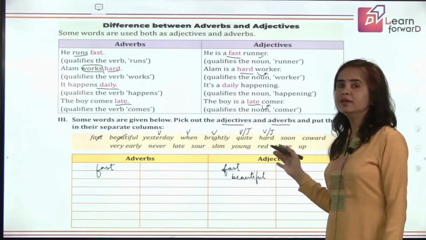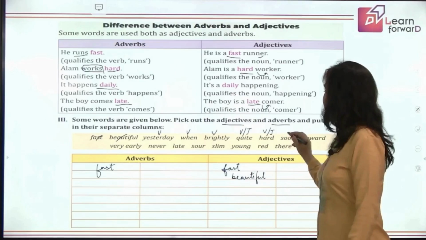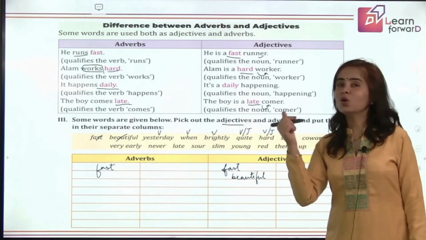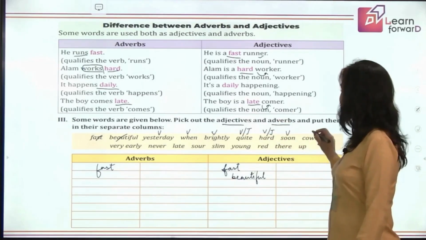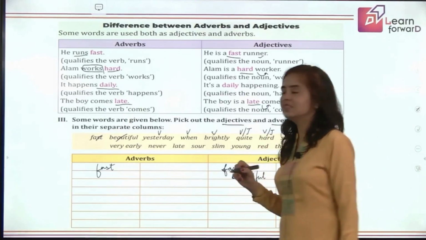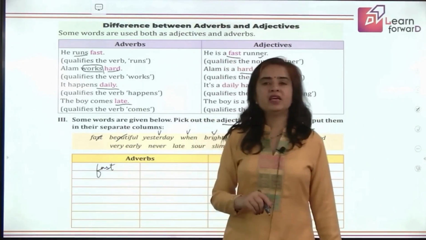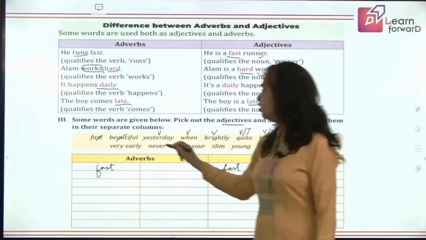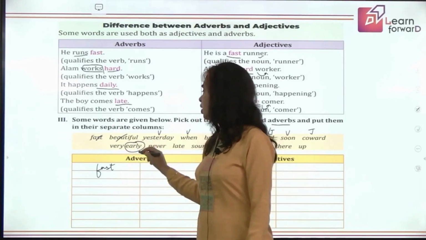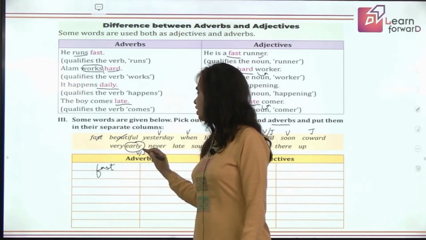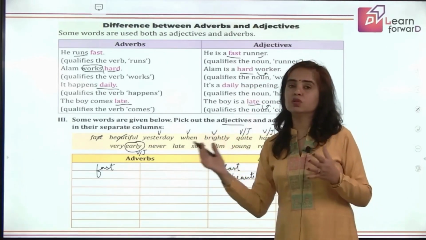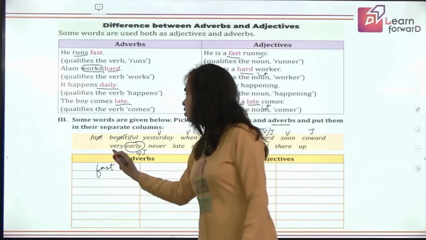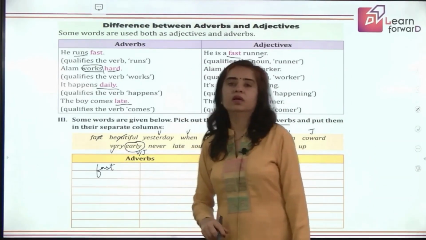What about soon? That tells you the adverb of time. That tells you about an action. So this is an adverb. Coward. What's that? It's the quality of somebody, some noun, isn't it? So what is it? Perfect. It's an adjective. Next, very early. Early can be your adverb also, it can be your adjective also. And what about very? Whether it goes with an adverb or with an adjective, it will be an adverb only. So this is an adverb. Early can be both.